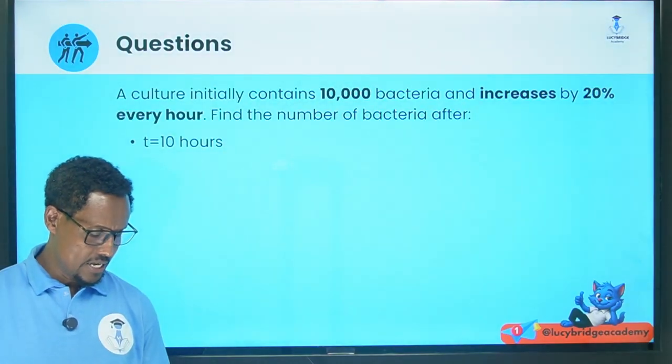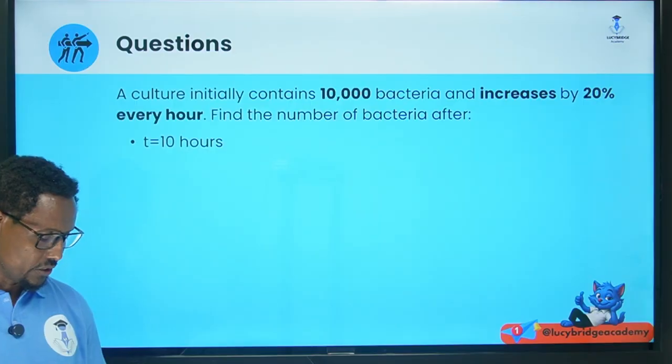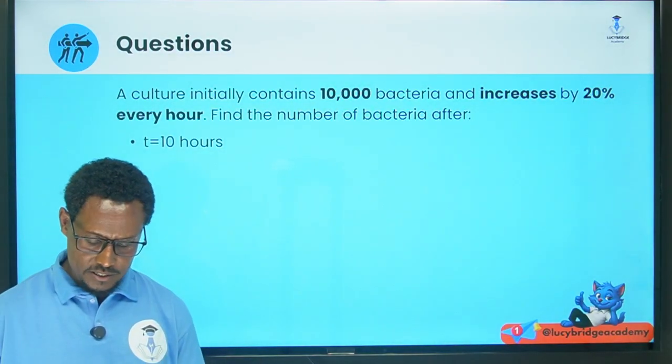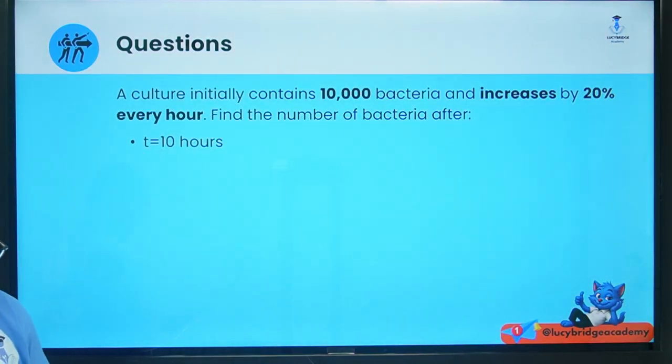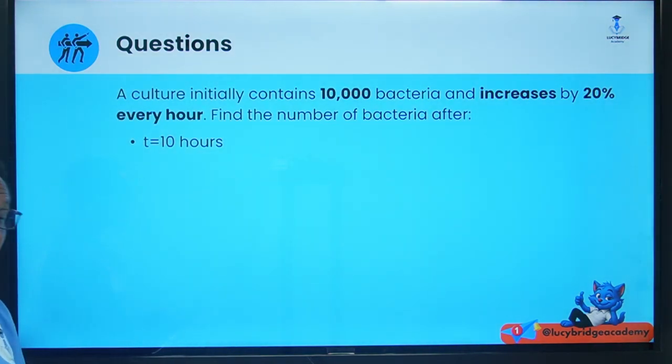Next, we have a question. A culture initially contains 10,000 bacteria and increases by 20% every hour. Find the number of bacteria after T, which is equal to 10 hours.